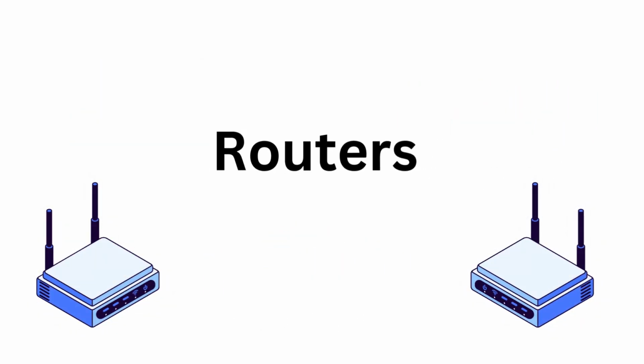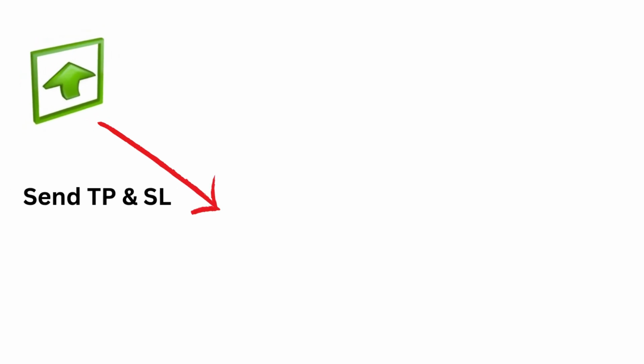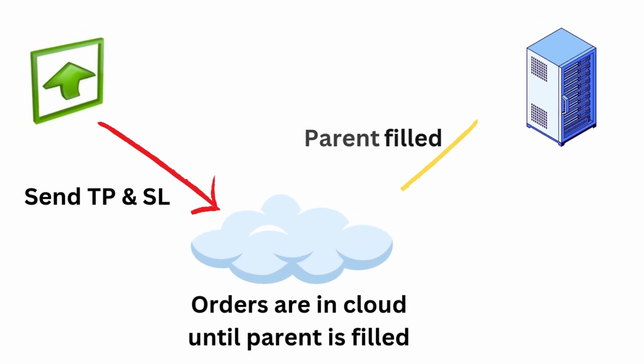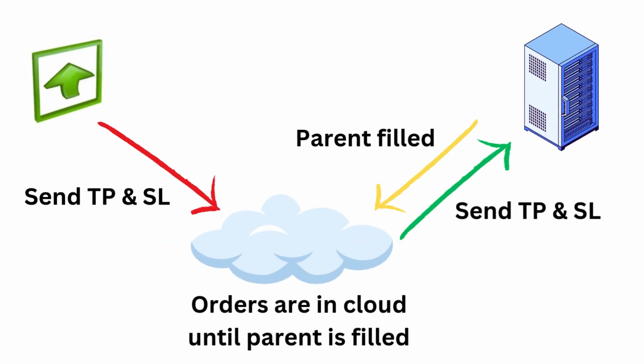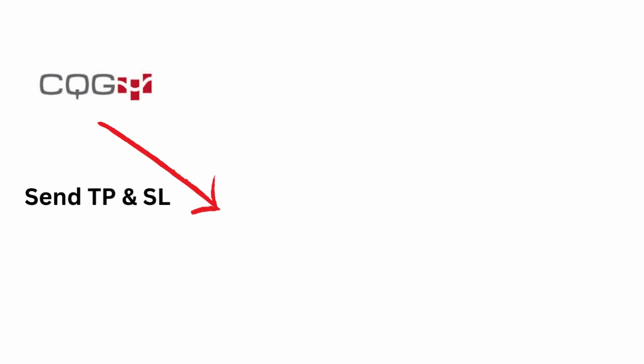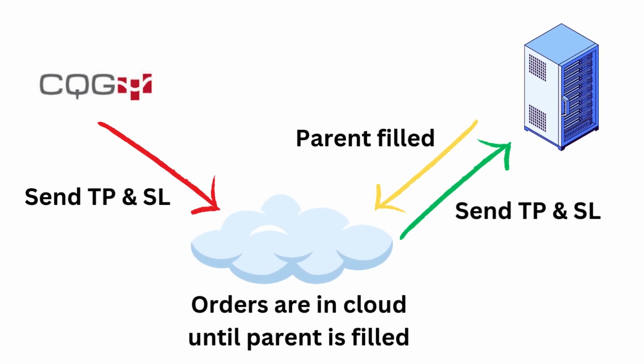Now about routers. They get your orders from your trading platform to the exchange. Rithmic holds OCOs in the cloud until the parent is filled, then releases them to the exchange. CQG works in a similar way, though its routing is a little bit heavier and slightly higher latency.